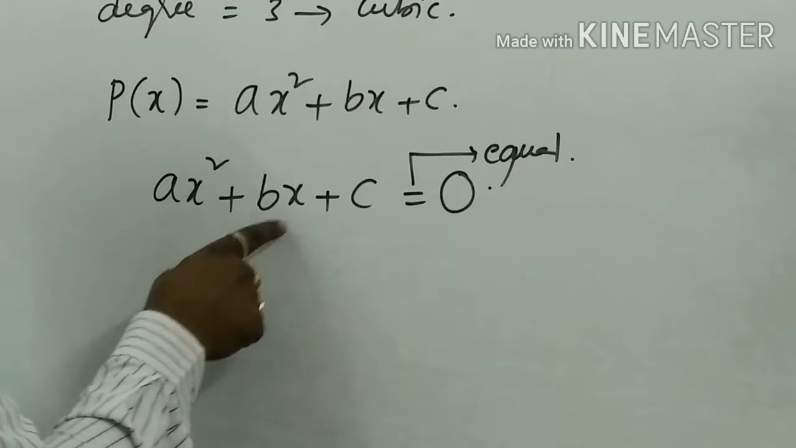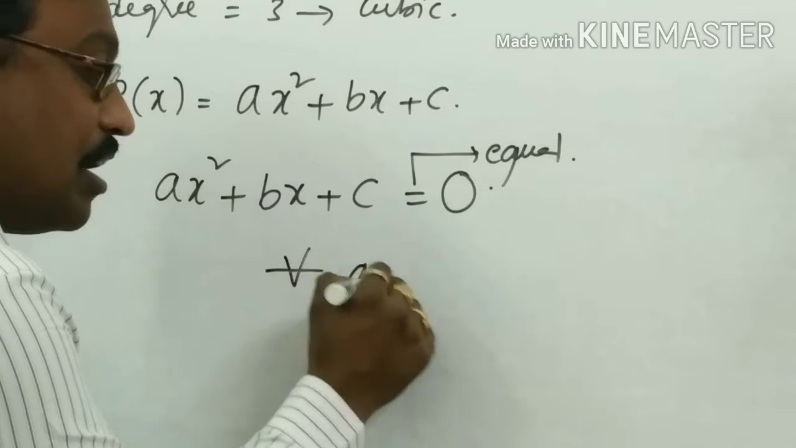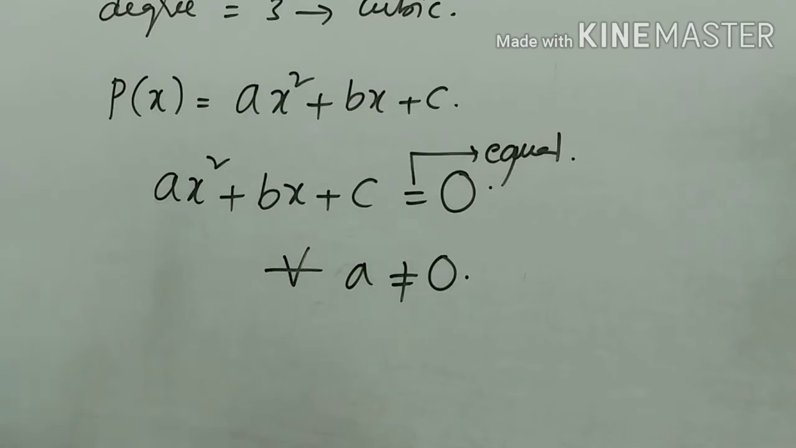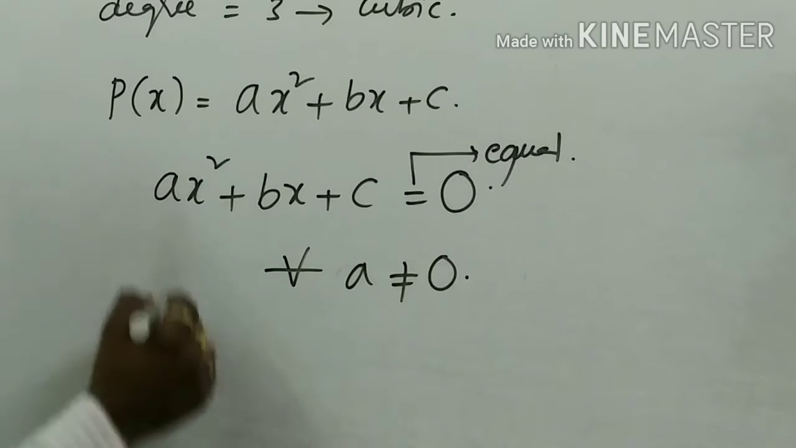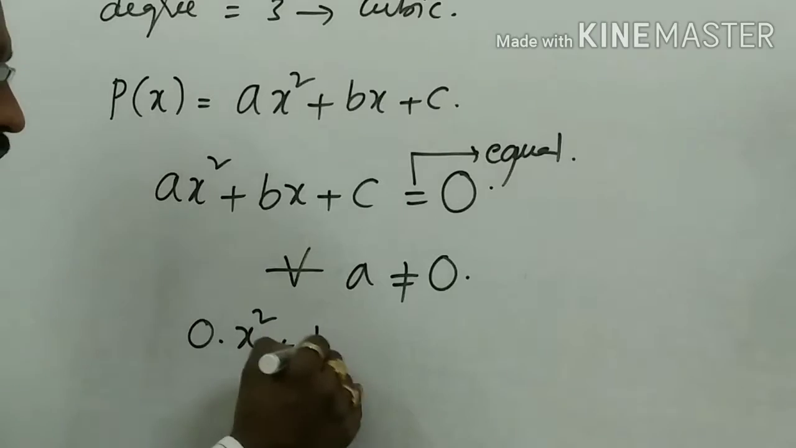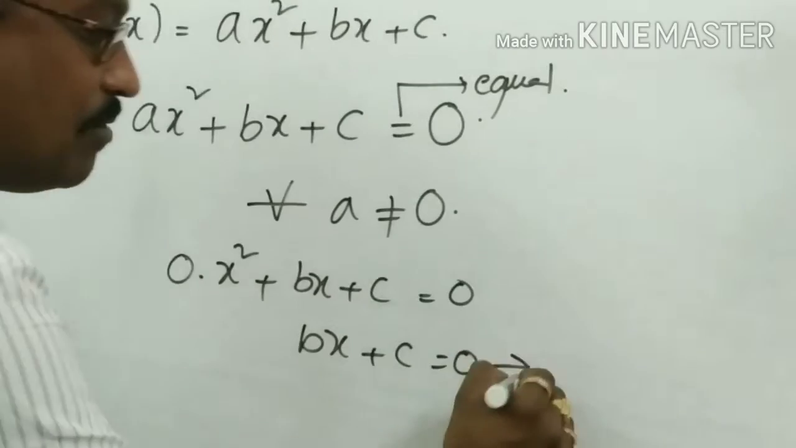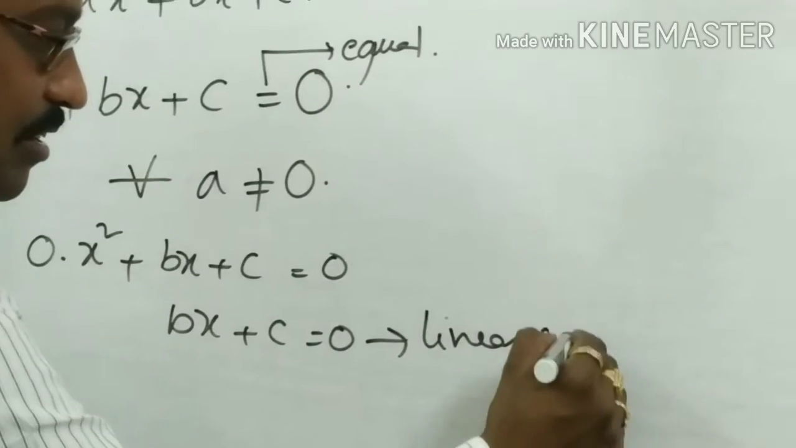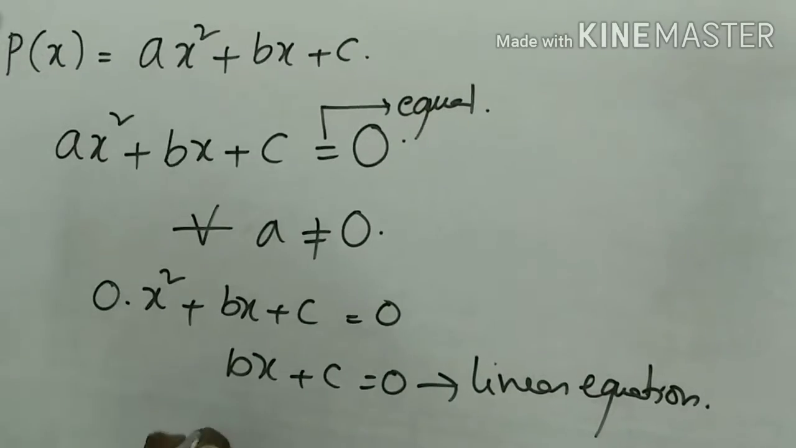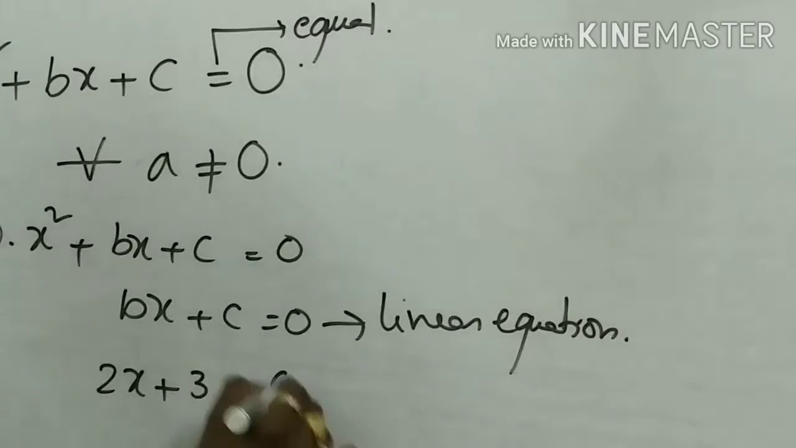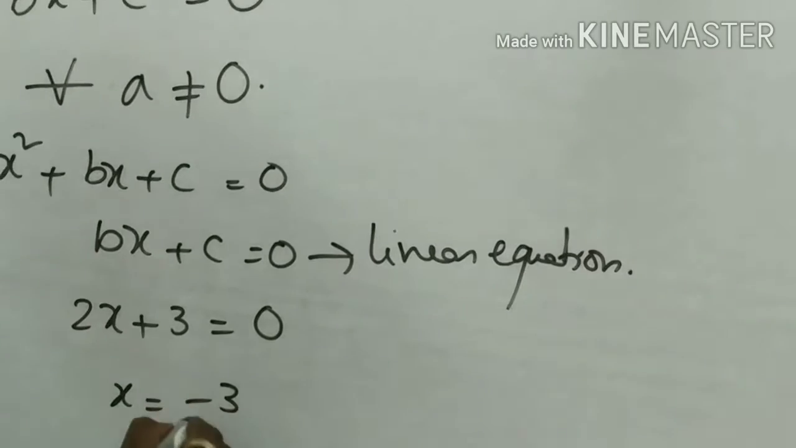Then ax square plus bx plus c is equal to 0 is a quadratic equation, for all a not equal to 0. If a becomes 0, what will happen? 0x square plus bx plus c equal to 0 is nothing but bx plus c, and then it will become a linear equation. We learned many things about linear equations right from 6th class onwards. Say 2x plus 3 is equal to 0. It's a linear equation. Then what is its x value?